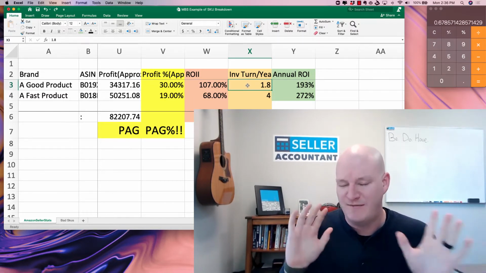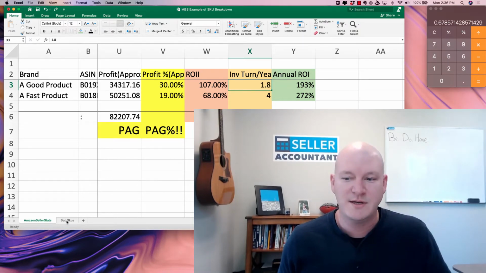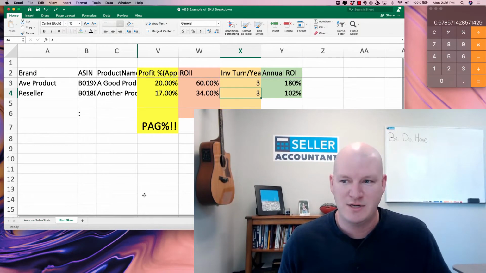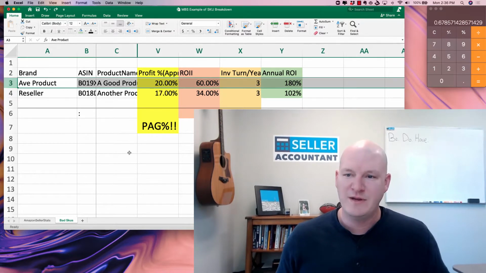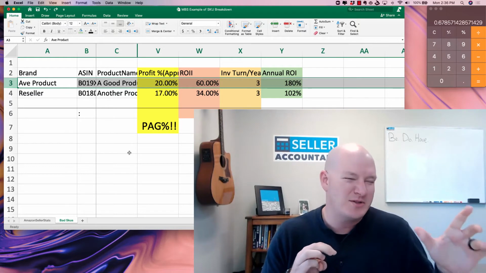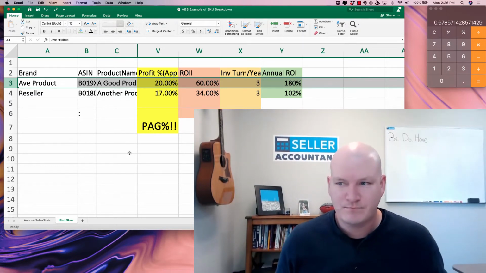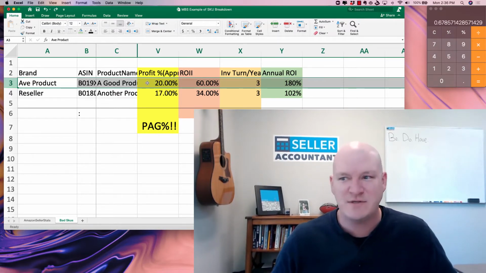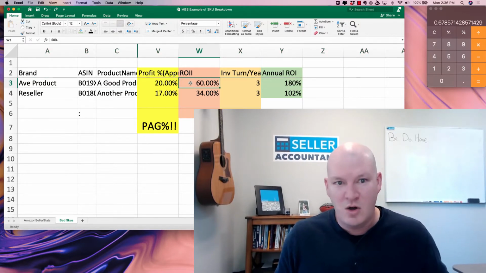Now, to be clear, if you're this seller, you're going to keep both of these because these are both very lucrative products. But let's look at what happens if you have some bad products. So here's another picture here where this row 3 that says average product, this is pretty close to what I'm seeing across the board as kind of an average Amazon seller, where you've got 20 to 25% PAG, post-advertising gross profit. You've got about 60% ROII, which is return on inventory investment.